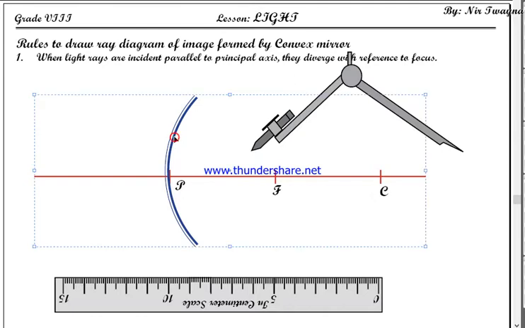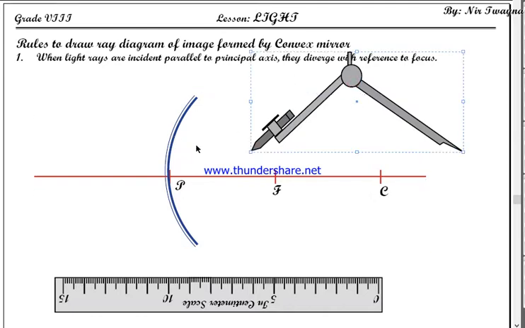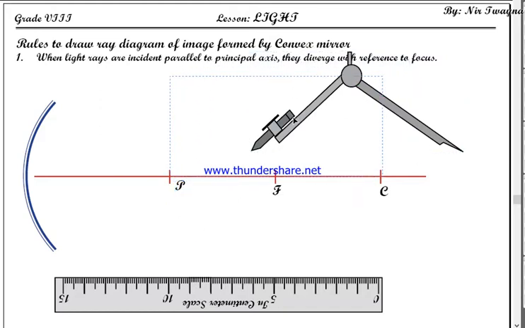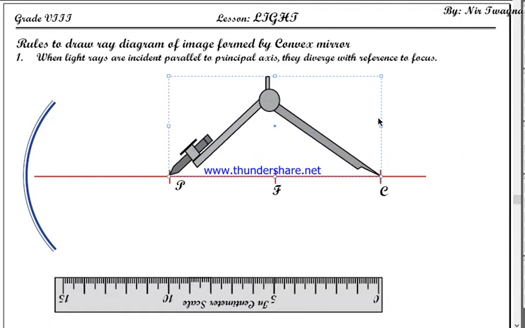Then after that, put the compass. Up to that stage it will look like this: C, F, P. Then you take a compass and manage it in such a way that its needle is in C. Fix the needle in C and fix the pencil in P.